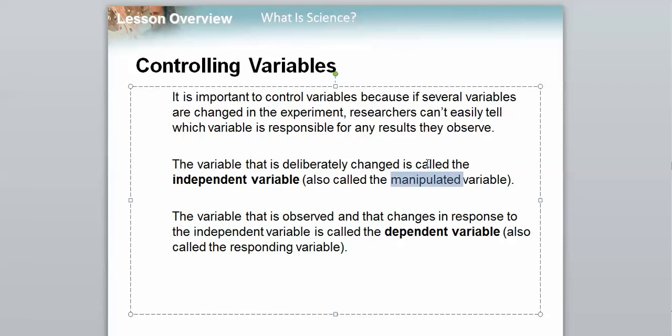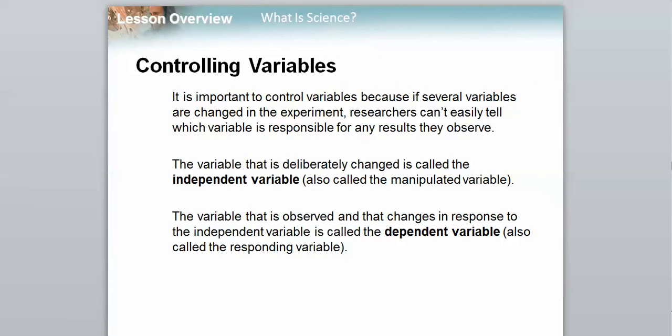And so then the variable that is observed and that changes in response to the independent variable is called the dependent variable. That's also called the responding variable. So if our plant that we only water once versus 5 times a day, where we leave everything else the same, and then we notice that it grows 10 feet compared to one that only grows 1 foot, then that is our responding variable. So that is a big, big key there when we talk about setting up our controlled experiments.